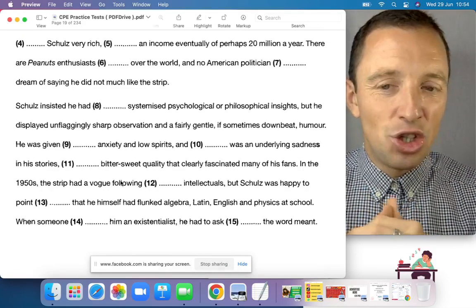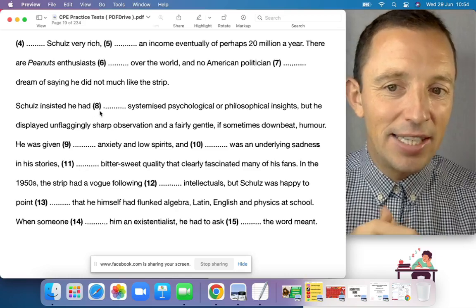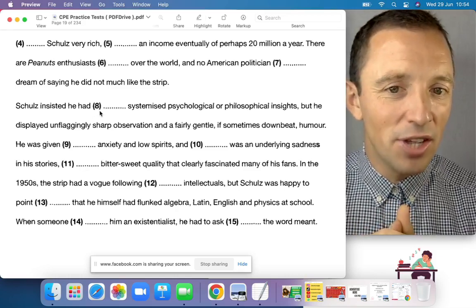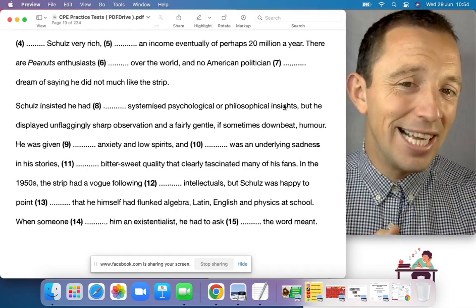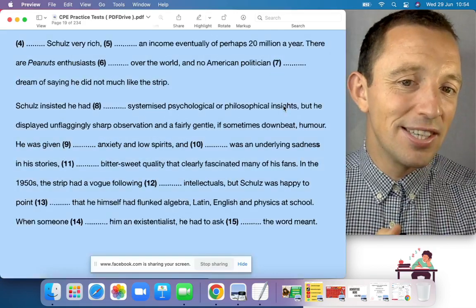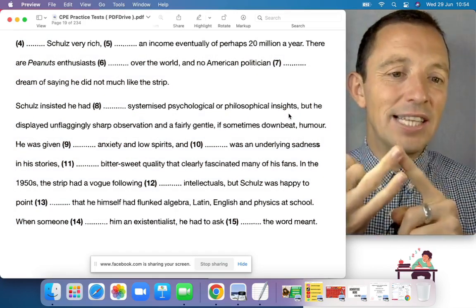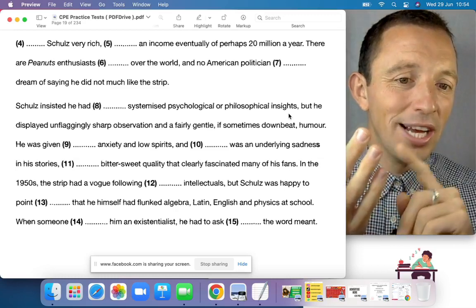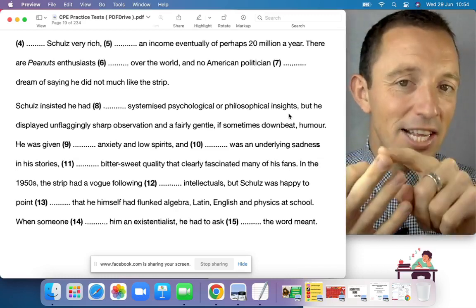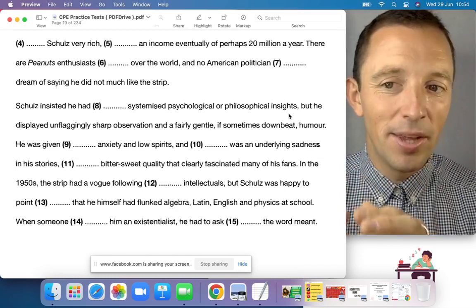Number 8, Schultz insisted he had systemized psychological or philosophical insight. So the key word here is insight. Normally we say give an insight into. That's a typical structure. Give me an insight into, but it's not applicable here.